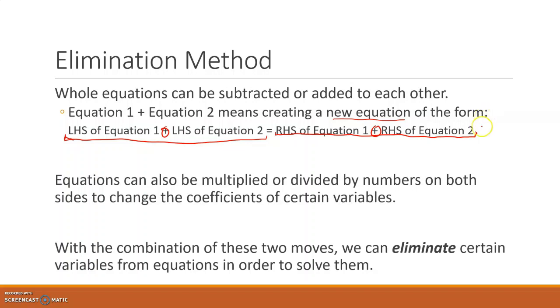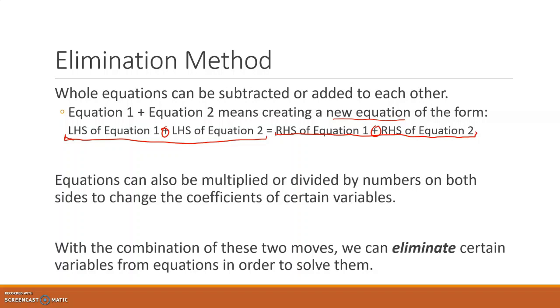Now, the next thing that we need to remind ourselves is that equations can also be multiplied or divided by numbers on both sides to change the coefficients of certain variables. So usually, the way we've done that so far is if we've had 5x, for example, on one side of an equation, we've divided both sides by 5 in order to cancel the coefficient, because 5 divided by 5 is just 1, and then x would be on its own.